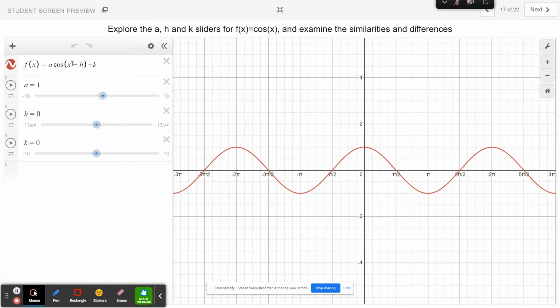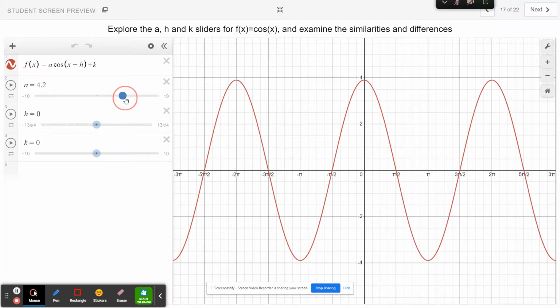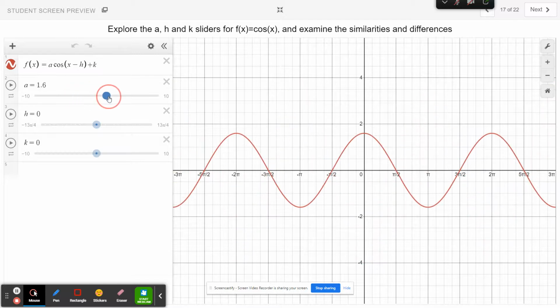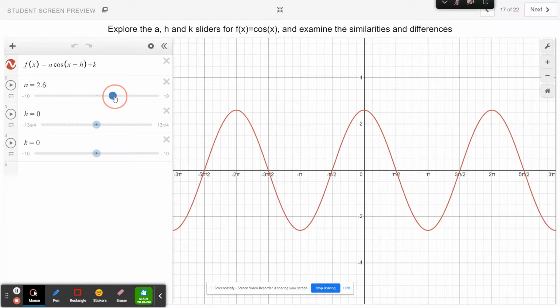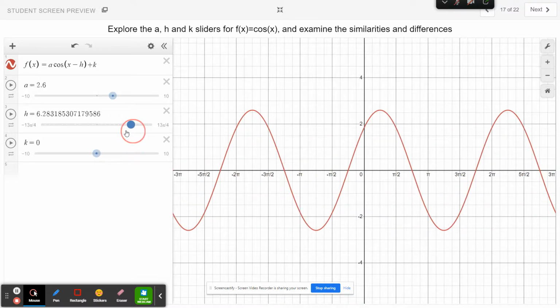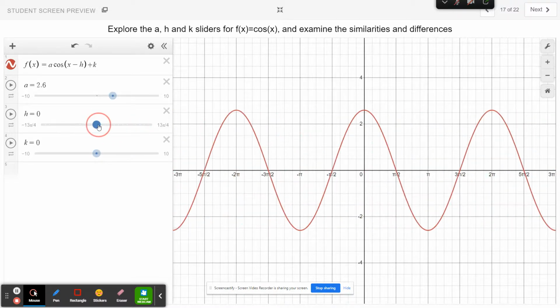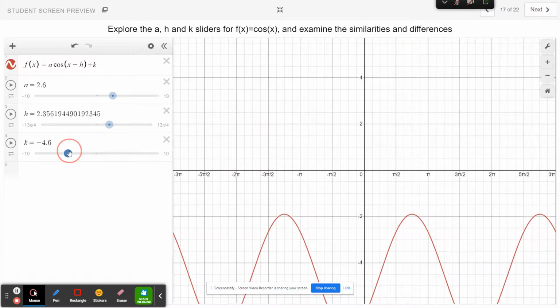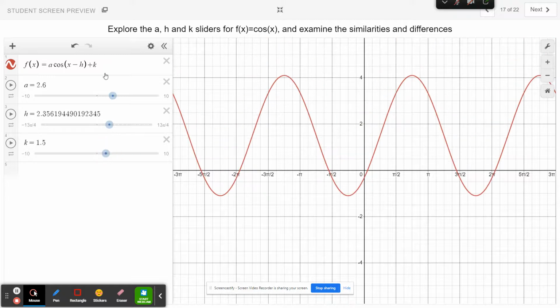Now I have cosine here. So instead of doing each one individually, now I've got all these put together in one. Okay, so again, guess what A does? All right, A is going to make it larger. Okay, what's H going to do? Left and right, same as before. Okay, what's K do? Up and down, up and down. Okay, so they do the same thing.